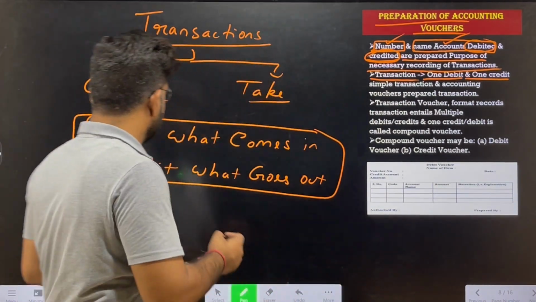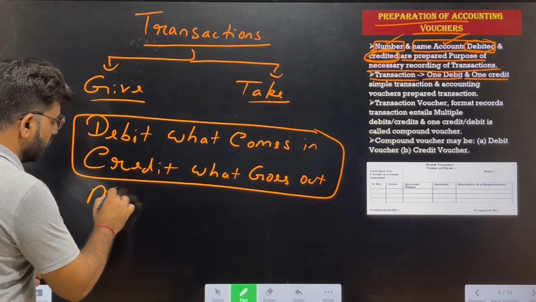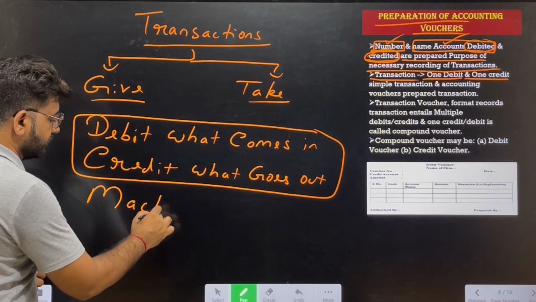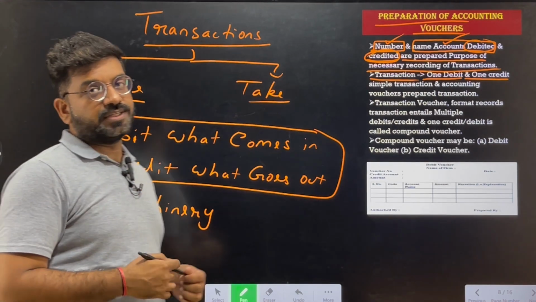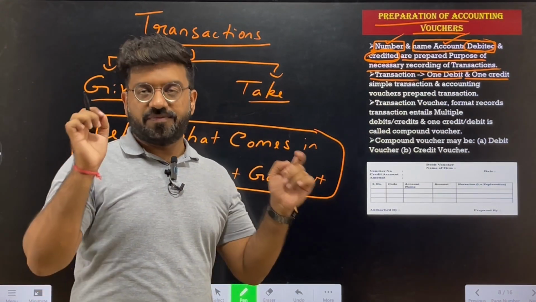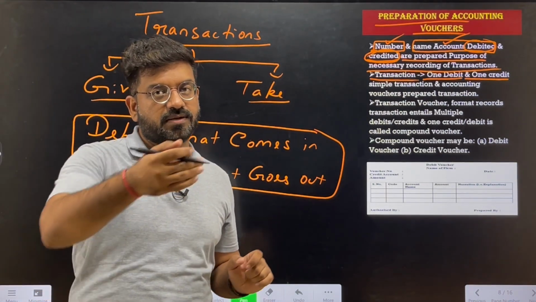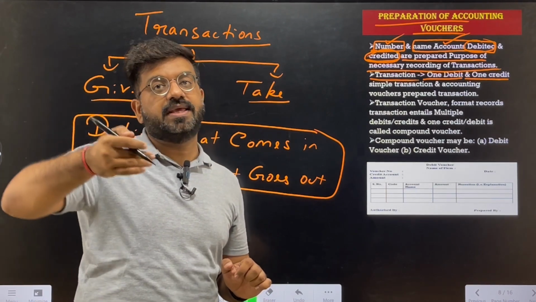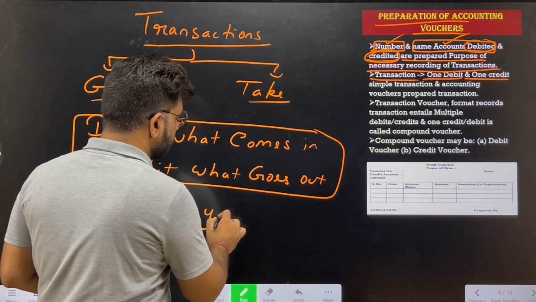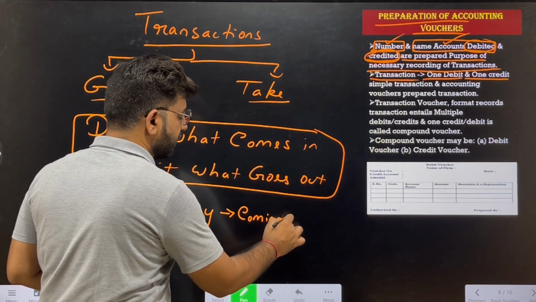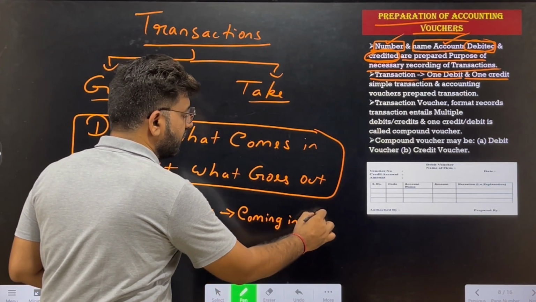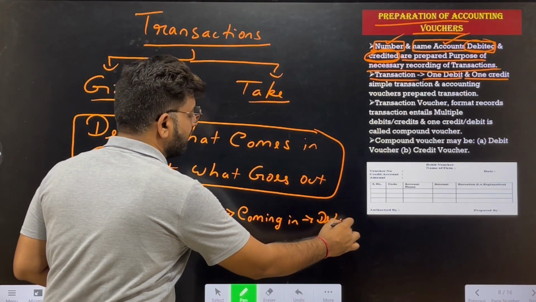Okay. Next. Now, for example, if we are purchasing machinery, just imagine what will happen. If we are purchasing machinery, the machinery is coming in. Since the machinery is coming in, it will be debited.